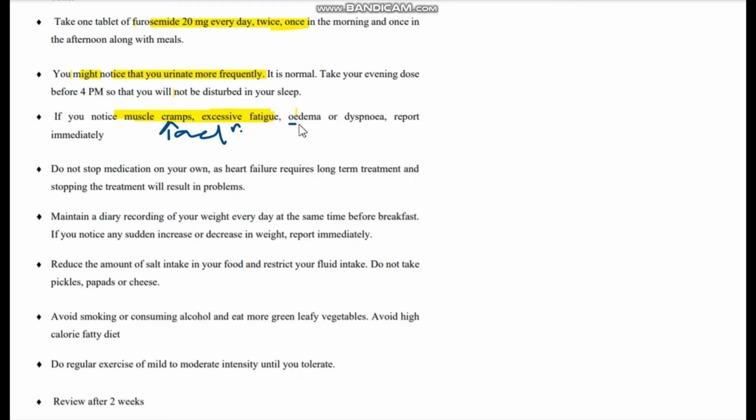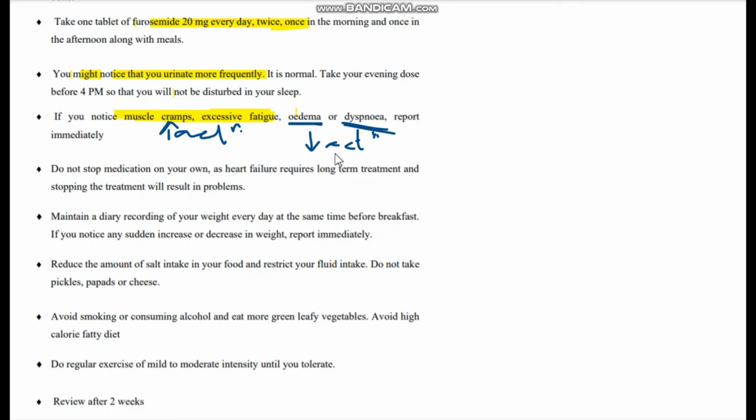Now the next side effect, which is edema or dyspnea, is because of improper action. What do you mean by improper action? That means the drug is not able to function properly. It's not reducing the fluid as much. It is not reducing the pulmonary edema as much, right? The fluid is not lost as much, and that is why you have edema, you have dyspnea. So that means the drug is not working for the patient.